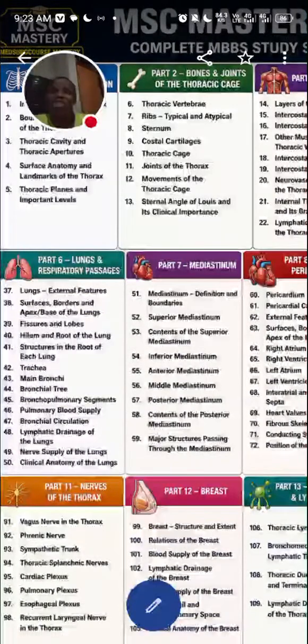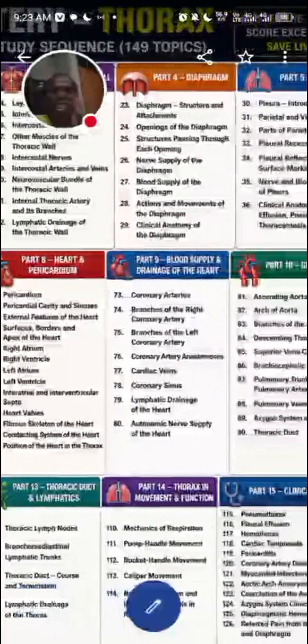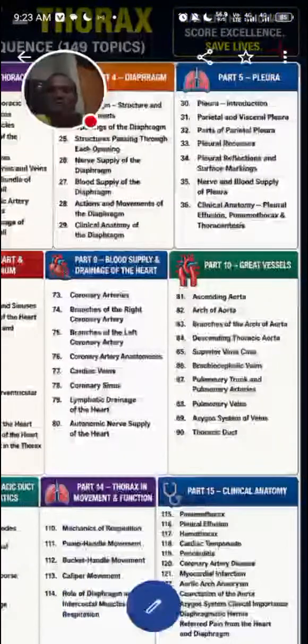We are thinking of the best way to make this anatomy so simple that even someone for whom spending more than 30 minutes reading is not their thing can follow. In fact, even that 30 minutes comes with jokes, comes with play. That is what this channel is about. So look at it. It's about bones. The next one is about the thoracic wall. The next one is about the diaphragm. And the next one is about the pleura.